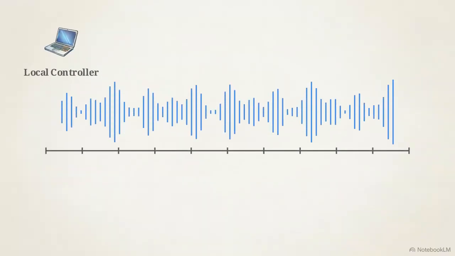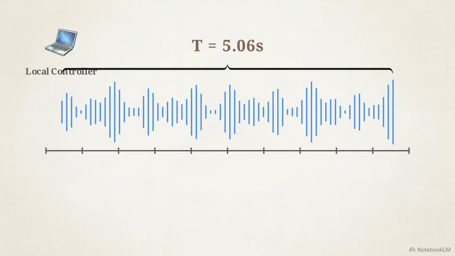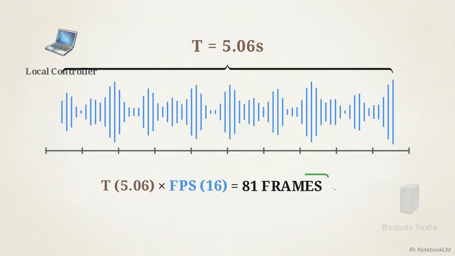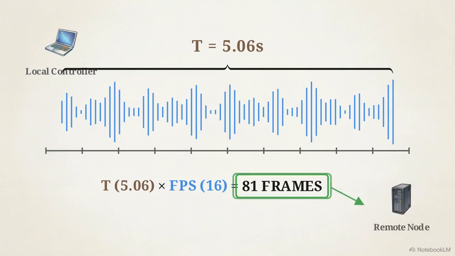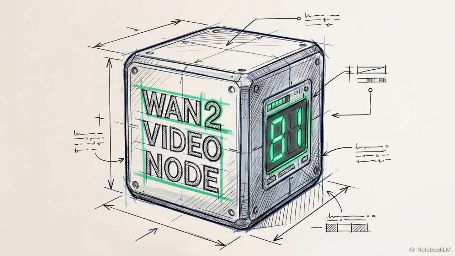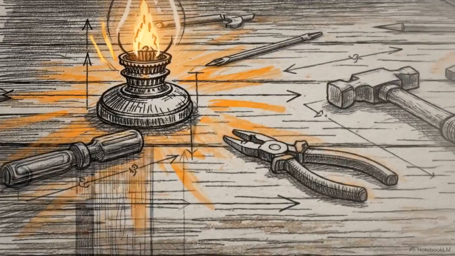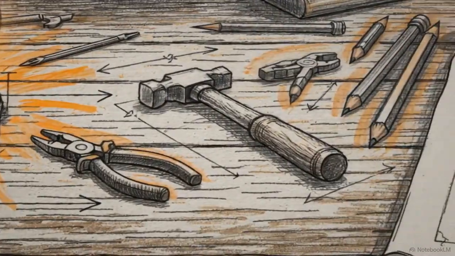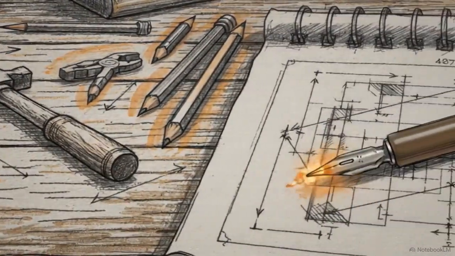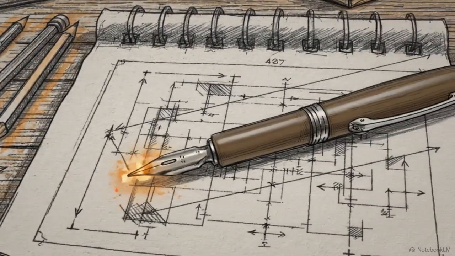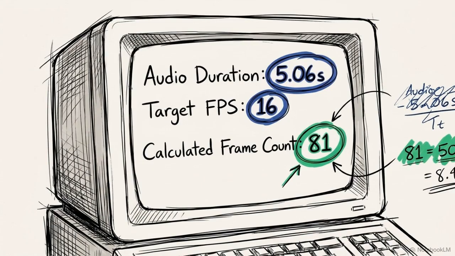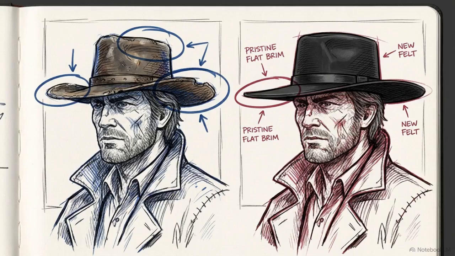This waveform represents the synthesized narration. The local controller measures its exact physical duration, assigning it to variable t. It then applies a formula, multiplying that time value by the target frames per second to establish a frame count for the shot. That precise mathematical frame count is fed directly into the WAN2 video node. The video model knows exactly how long the shot needs to be. It parameterizes camera movement, like this slow pan, to match the voiceover perfectly. Time goes from an unpredictable generative variable to a mathematically controlled constant.